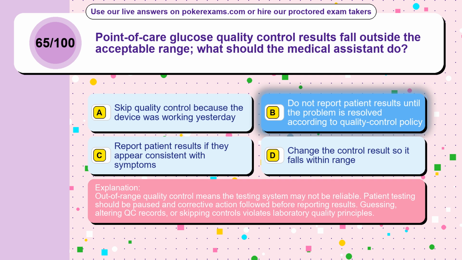Out-of-range quality control means the testing system may not be reliable. Patient testing should be paused and corrective action followed before reporting results. Guessing, altering QC records, or skipping controls violates laboratory quality principles.